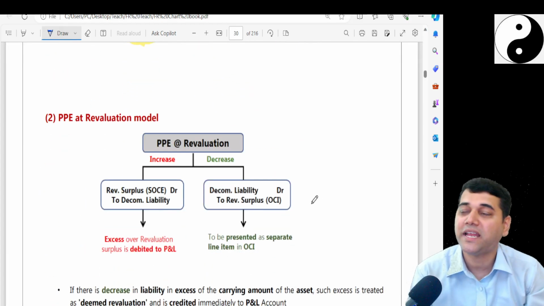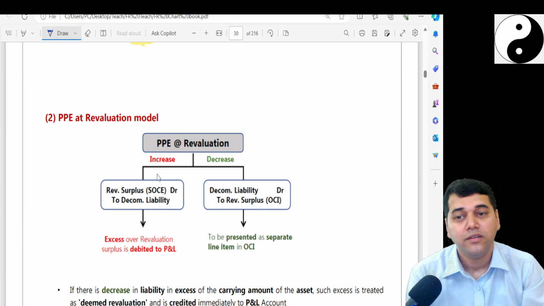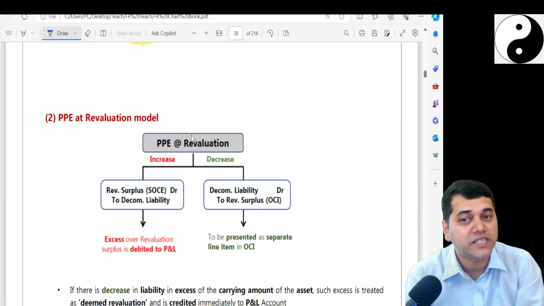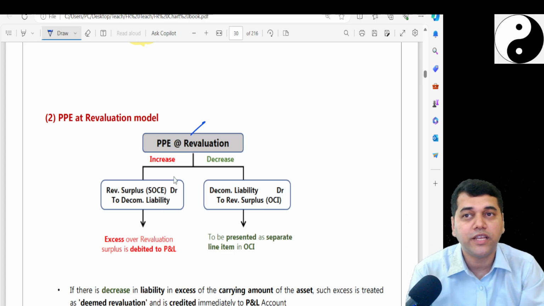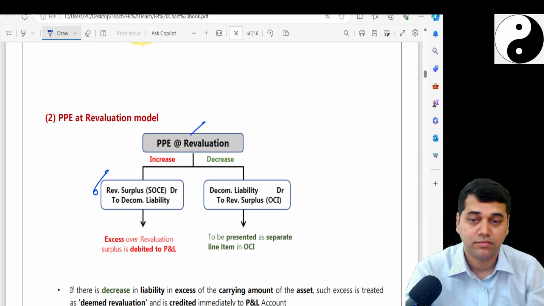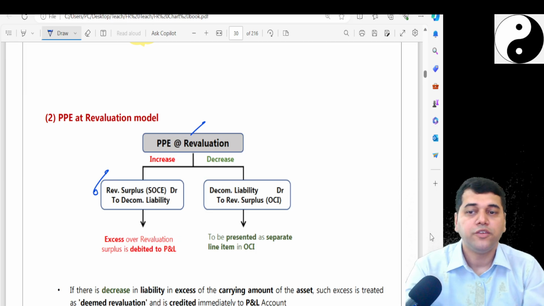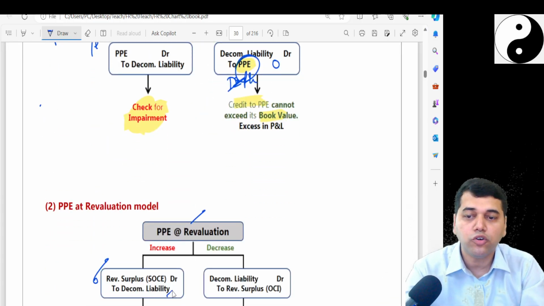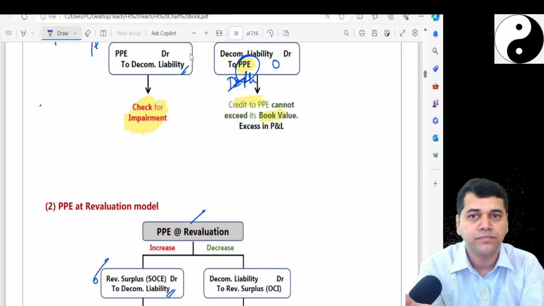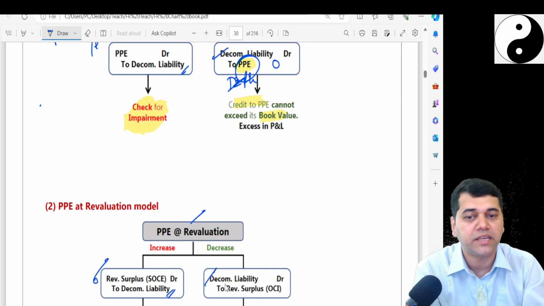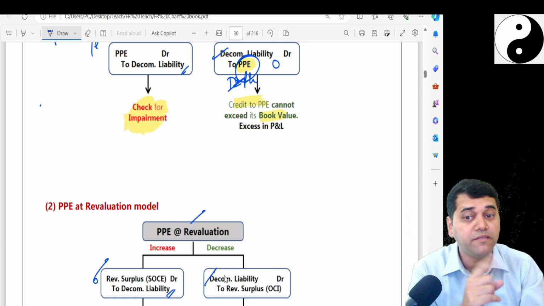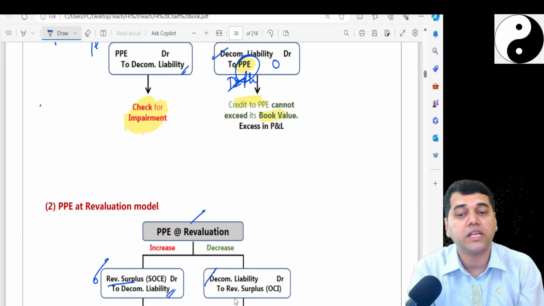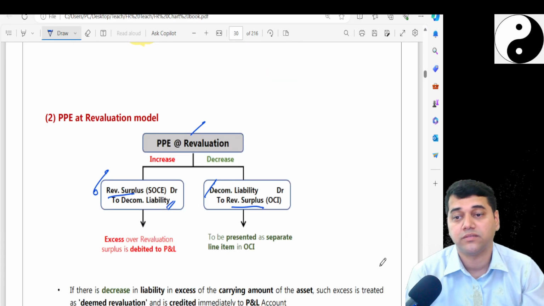Now comes, what if the management has opted for revaluation? Now, PPE again, same situation comes, you are restating it under revaluation. Now there can be two scenarios, that the liability got increased or the liability got decreased. If the liability got increased, your accounting entry will be revaluation surplus account debit to decommissioning liability account. Did you see the entry here? The difference: credit will go to the decommissioning liability because the liability got increased. When the liability gets decreased, debit will come to decommissioning liability. But since you are stating it under revaluation, the debit or credit should go to revaluation surplus.